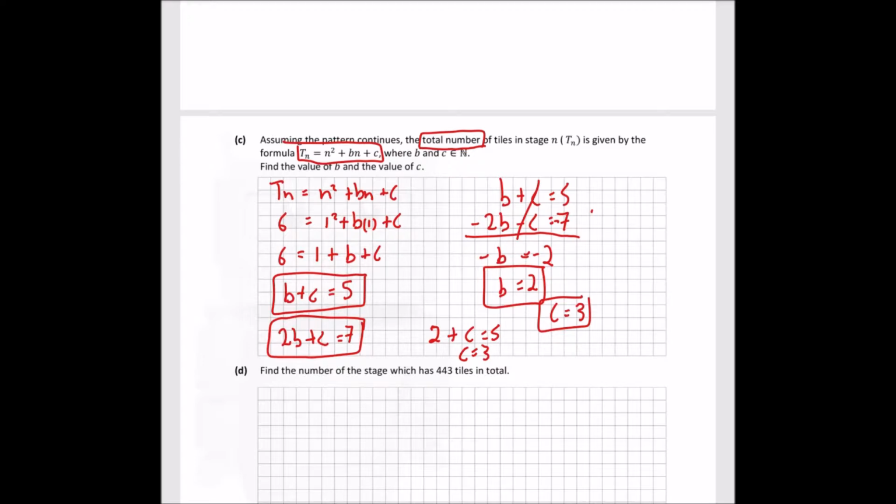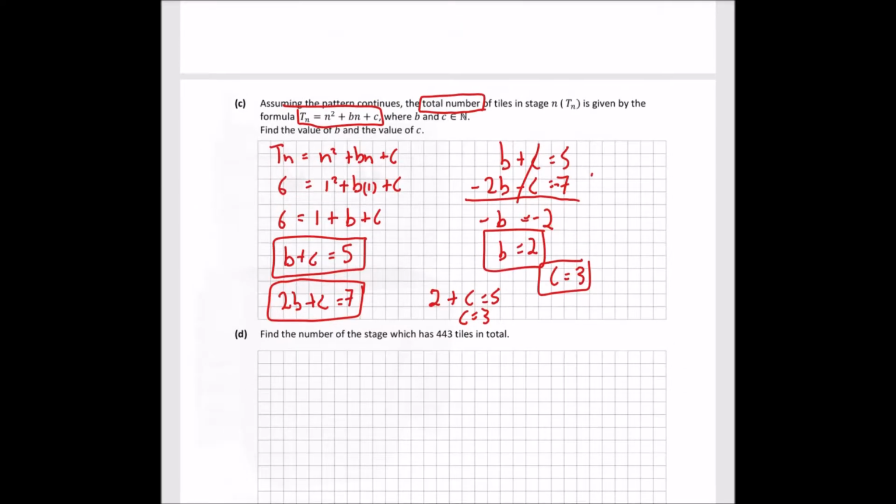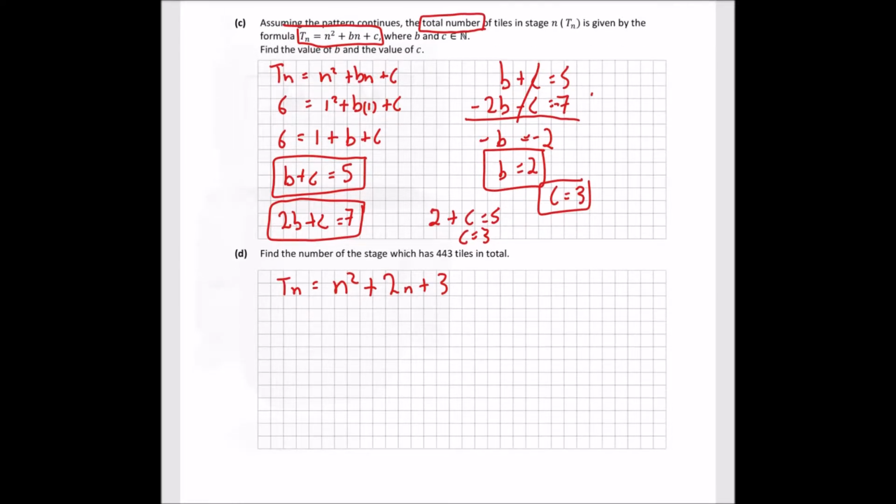And find the value of B and C. Well, there it is. Okay, so next they say find the number of the stage which has 443 tiles in total. Okay, so I'm going to take this Tn formula equals n squared plus, now I know what B is, it's 2n, and I know what C is, it's 3. And we're going to approach all these questions this way. Right, so we're asked now, what number do I put in for n in order to give me out 443?